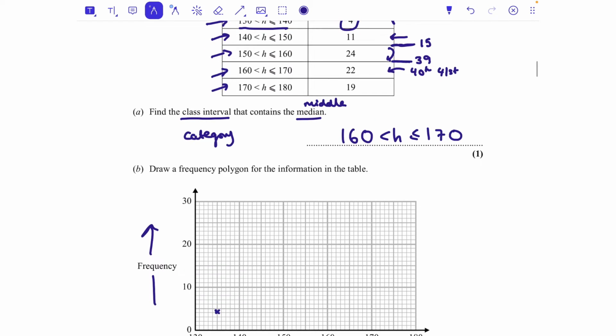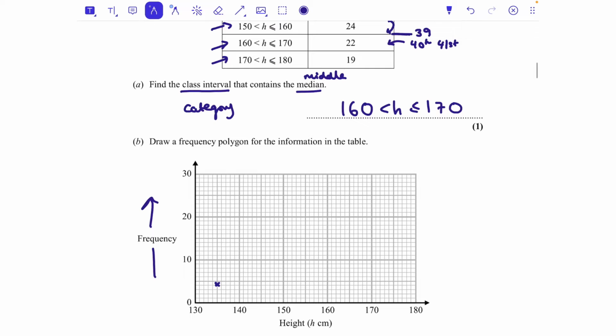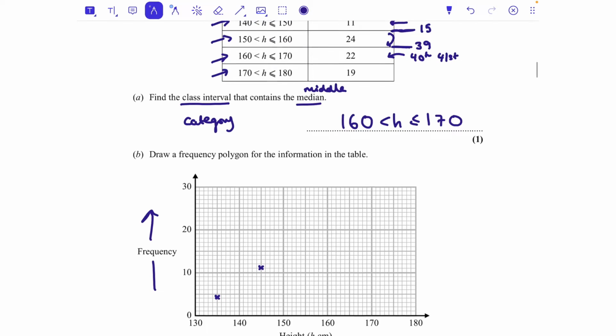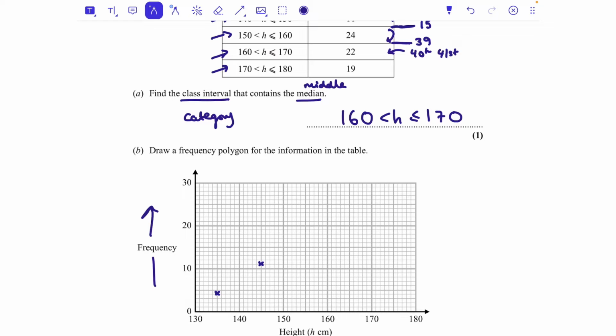We've then got 140 to 150, we're plotting 11. So that's again going to go in the middle of that category. I've then got 150 to 160, I'm plotting 24, which is here. And again, I'm plotting that in the middle of the category. 160 to 170, so I'm going to plot at 165 and go up to 22. And then I've got 170 to 180, and I'm going to go up to 19.